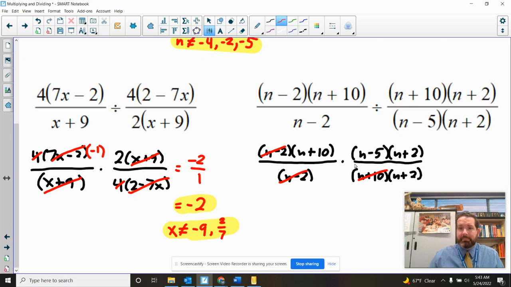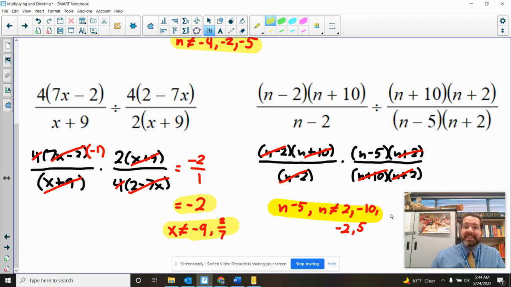Top factor with bottom, top factor with bottom, top factor with bottom. We're left with reduced expression and now restrictions. So from here, n can't be 2. From here, n can't be negative 10. From here, n can't be negative 2. I'm out of space, so I'm going to come down a line. But remember, you've also got to check up here, because this used to be in the denominator. So we do have a final restriction that n cannot be 5 as well.